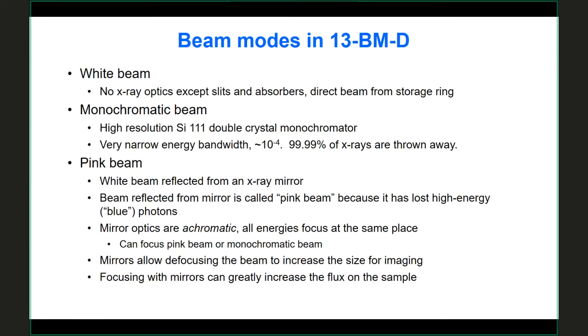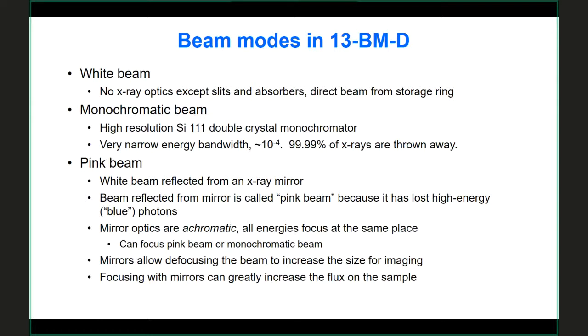We can run with monochromatic beam, which means we put in a high resolution silicon 111 double crystal monochromator that has a very narrow energy bandwidth, approximately 10 to the minus 4 delta E over E, which means we're throwing away 99.99% of the X-rays. But it gives us a very narrow energy bandwidth, which is good for a lot of experiments.